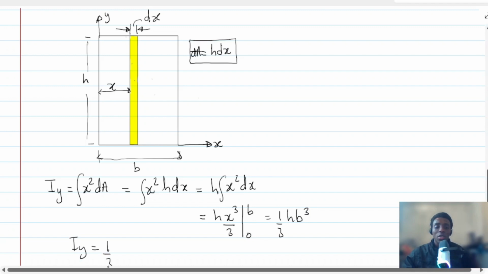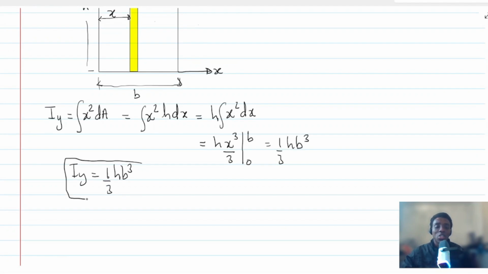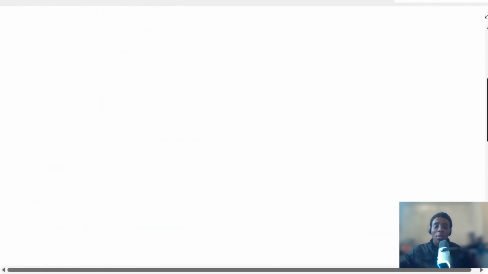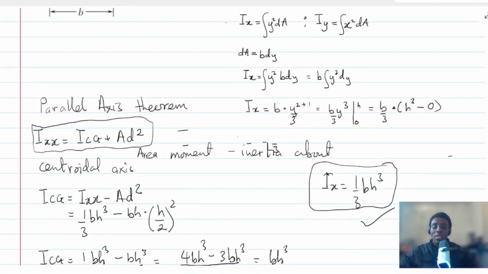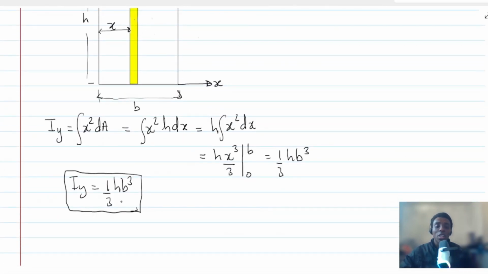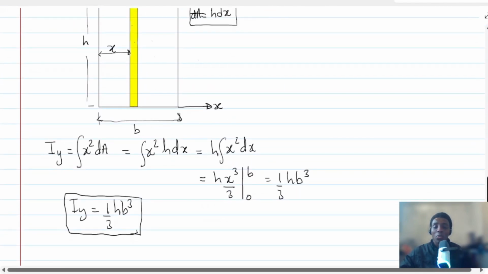Now I want you to realize something here. You see that with what we did for the first one, it was b h cubed, but this time around this is h b cubed. So please, I want you to be careful about this. About the x is going to be 1/3 b h cubed, but about the y is going to be 1/3 h b cubed. I hope the concept is clear. So please don't be confused. All the time when you are working with this, you have to be very careful.